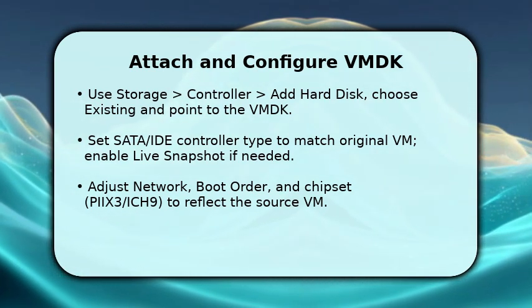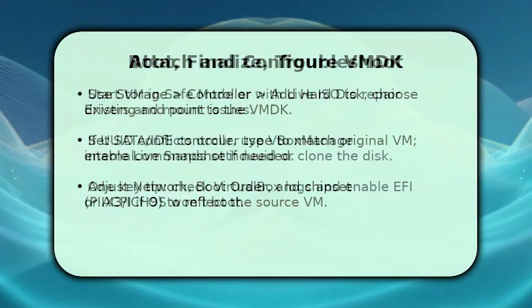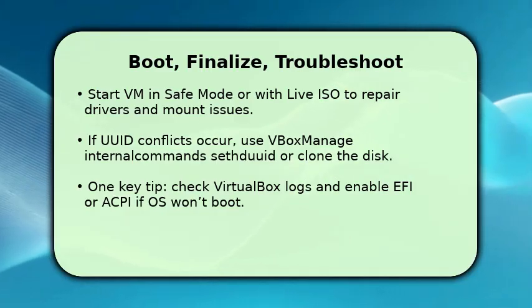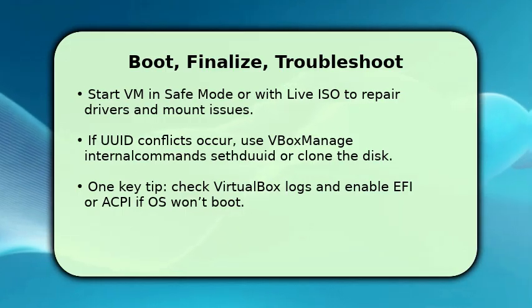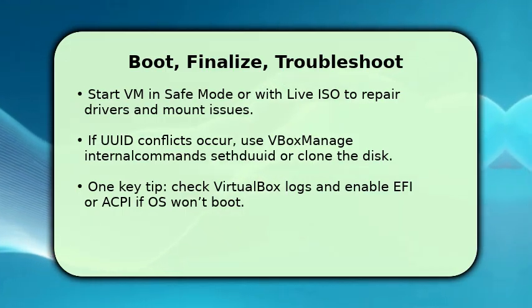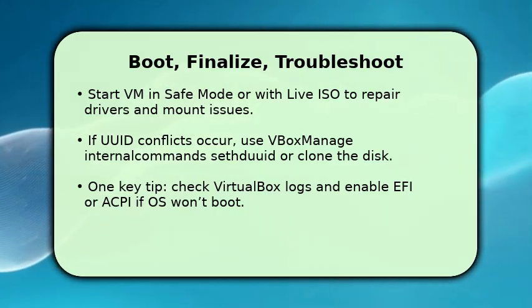You finish by booting and resolving driver or activation issues. Start the VM and expect to install or repair guest drivers. If the guest fails to boot, attach a recovery ISO or boot into safe mode to fix disk signatures and network drivers. For UUID or device conflicts, use VBoxManage to set a new UUID or clone the VMDK to a fresh VDI. That prevents collisions.